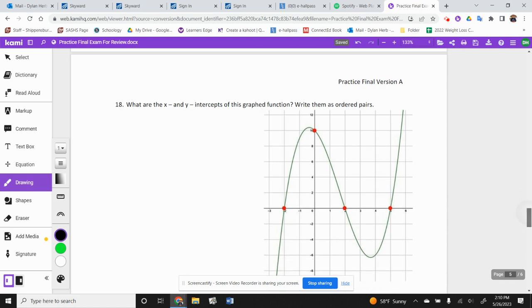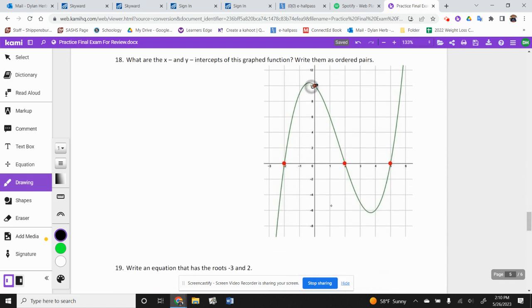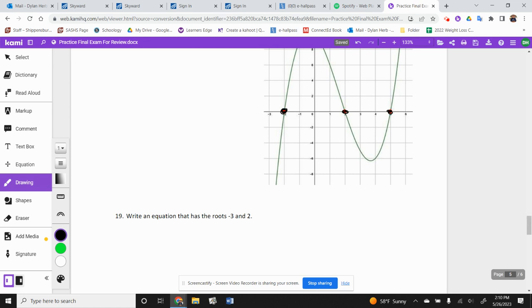18. X and y intercepts. Here's the y-intercept. Write that point down. And then there are 3 x-intercepts there, there, and there. Write those 3 down as an ordered pair.